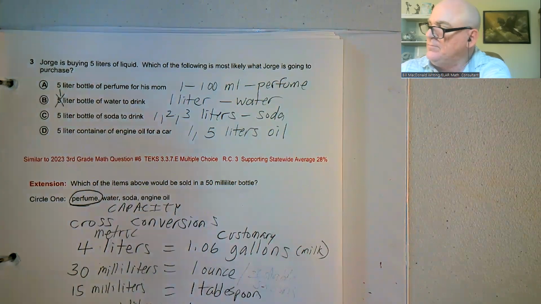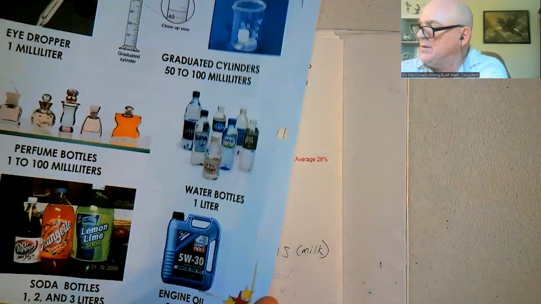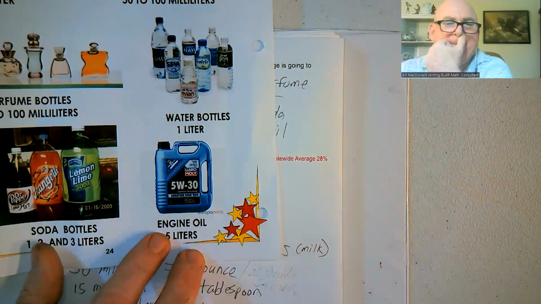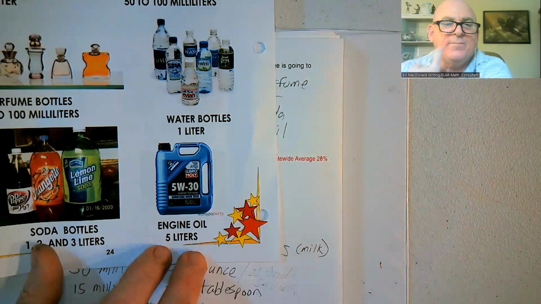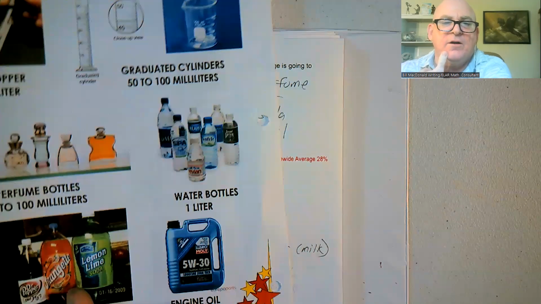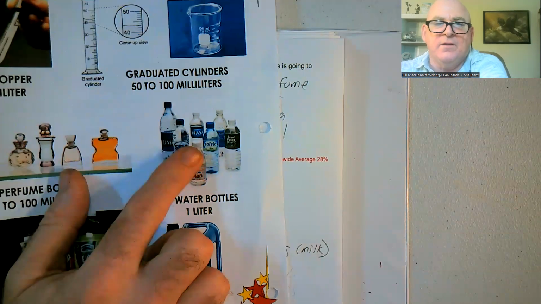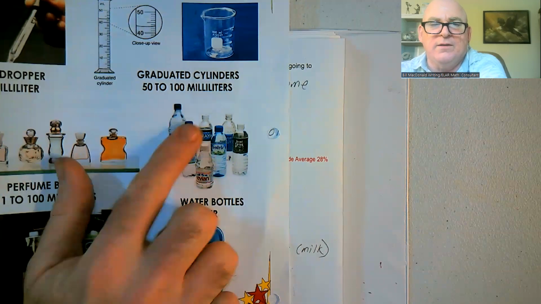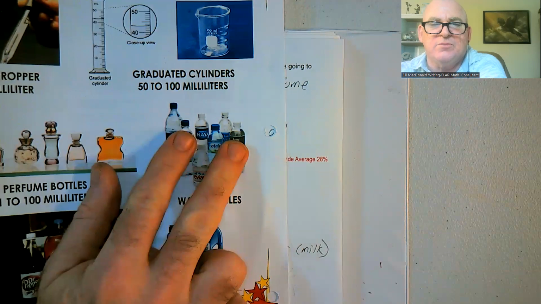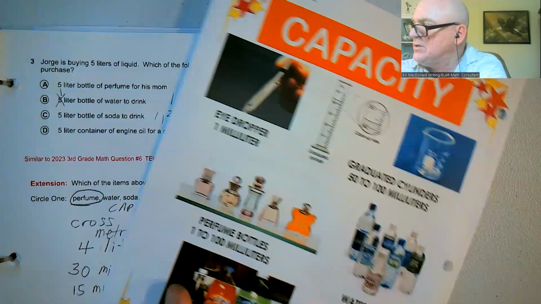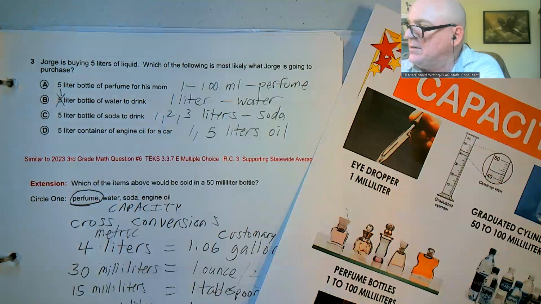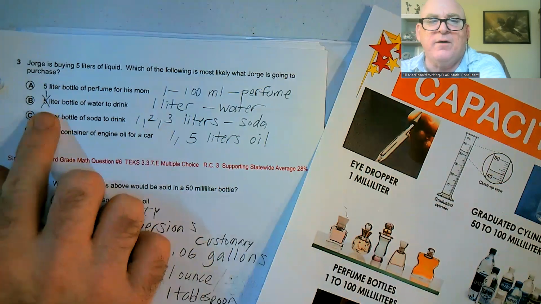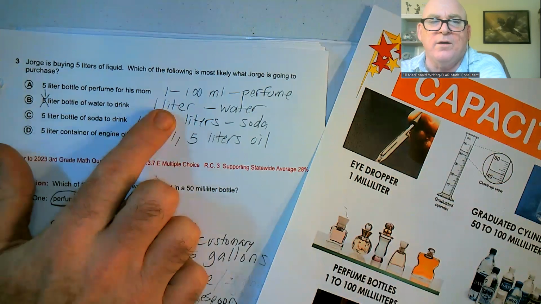Well, typically, you're not going to buy 5 liters of water. They typically sell liters, as we mentioned, in 1 liter bottles. They're just small sizes. So I would typically think I wouldn't need 5 liters for a bottle of water. I would only need one.